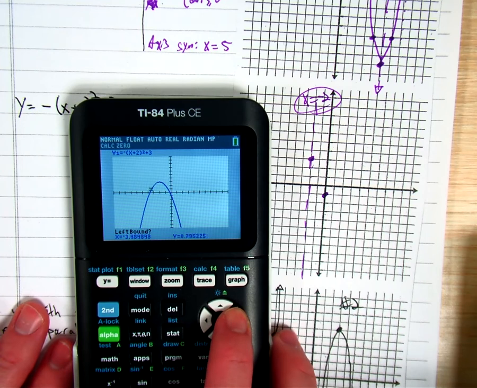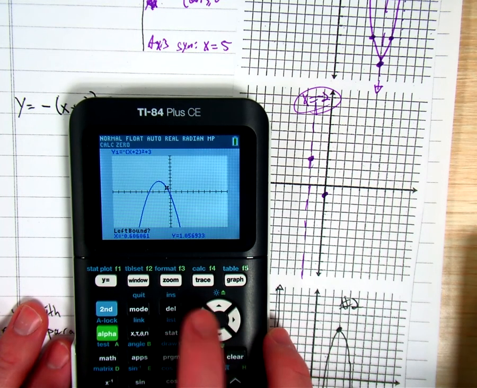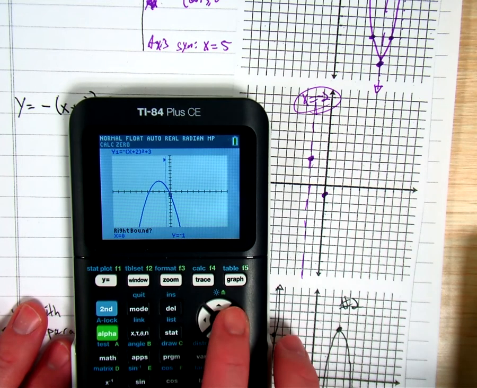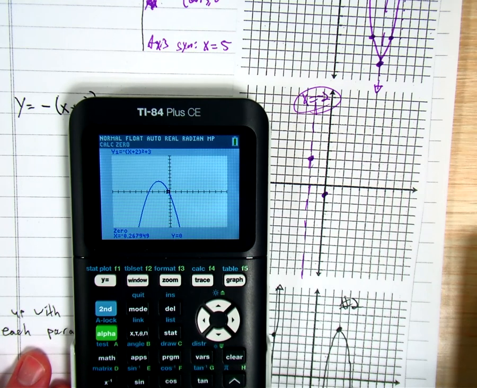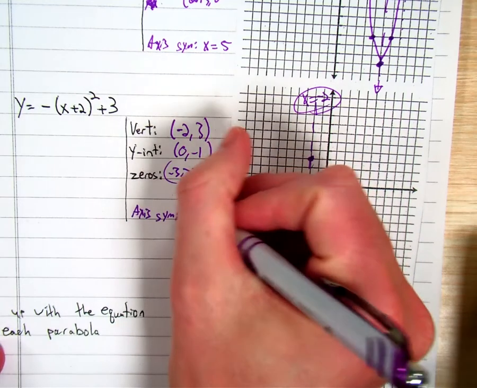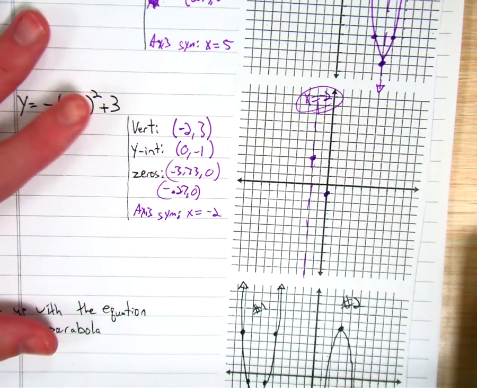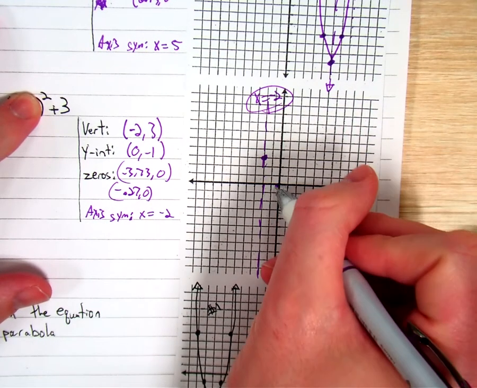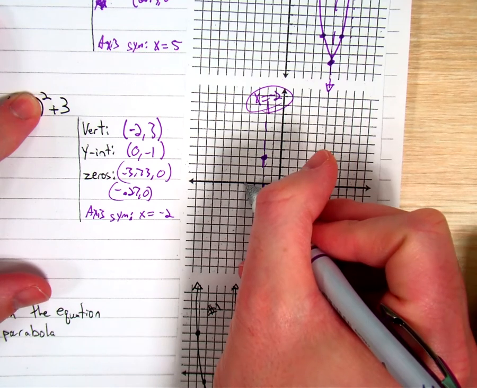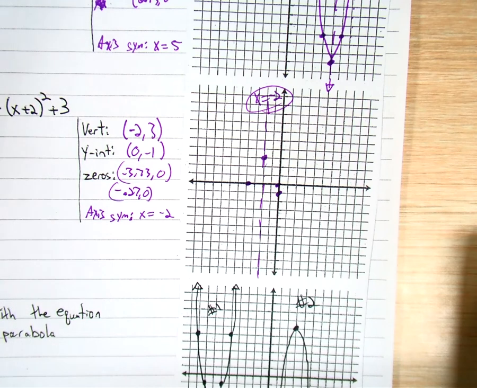All right, second trace, zeros, all the way to the other side. Left, left, left, enter. Right, right, right, enter. Guess in the middle. Negative 0.27, comma 0. Okay, so let's get those on the graph. Negative 0.27, we're barely over there. And then negative 1, 2, 3, just inside of negative 4, we're right there.